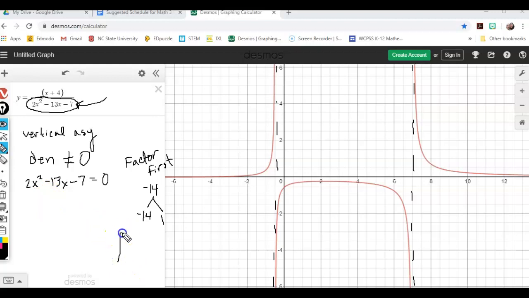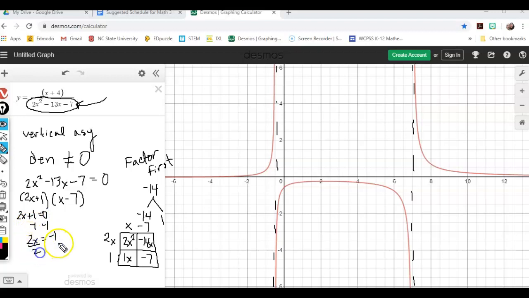So when I go to use my area model and go backwards, I've got 2x squared and -7, but I know this was -14x and positive 1x. So here I have 2x in common, here I have 1 in common, here I have x in common, and here I have -7 in common. So then this factors to be 2x plus 1 and x minus 7. And now I note that my factors equal 0. So 2x plus 1 equals 0. Subtract the 1. 2x equals -1. When I divide by 2, x is equal to negative 1/2.